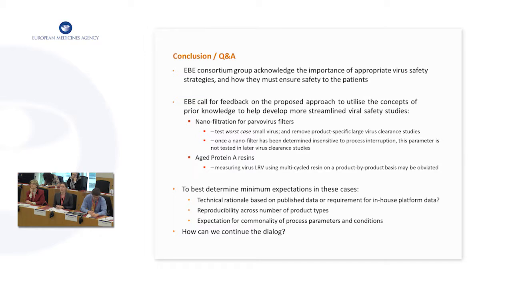Okay, so to summarise, the EB Consortium Group obviously acknowledged the importance of appropriate viral safety and how this must be ensured for our patients. But we're calling specifically for feedback on these two proposals for these two unit operations to determine whether this prior knowledge would be appropriate to utilise in these cases to obviate requirements for product-specific studies on this basis. And as part of this workshop, to best determine what those minimum expectations for utilisation of this prior knowledge would be, so that we can continue to further our process development.